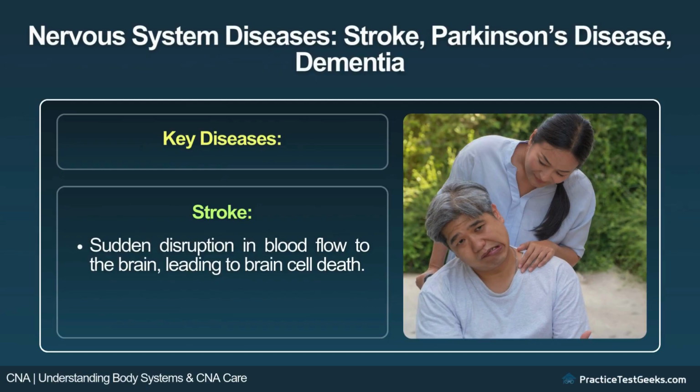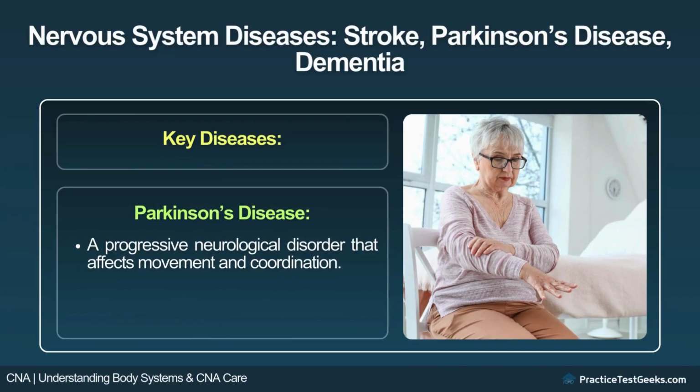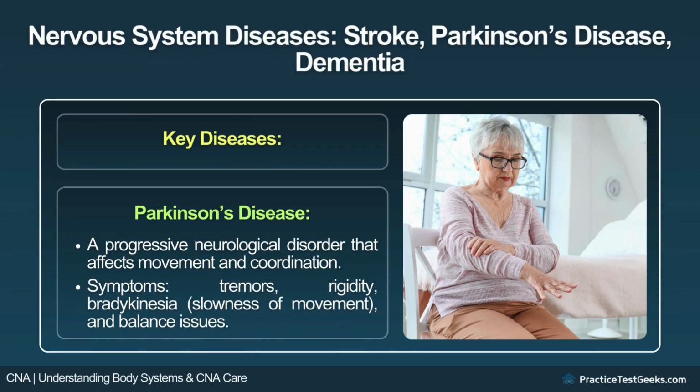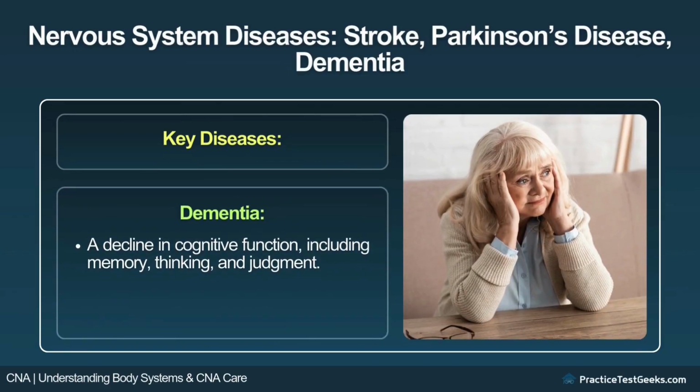Stroke is a sudden disruption in blood flow to the brain, leading to brain cell death. Symptoms include one-sided weakness, difficulty speaking, and confusion. Parkinson's disease is a progressive neurological disorder that affects movement and coordination. Symptoms include tremors, rigidity, bradykinesia, or slowness of movement, and balance issues. Dementia is a decline in cognitive function, including memory, thinking, and judgment. Alzheimer's disease is the most common type.